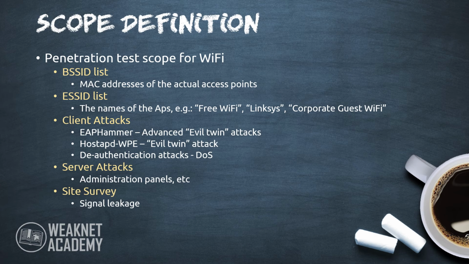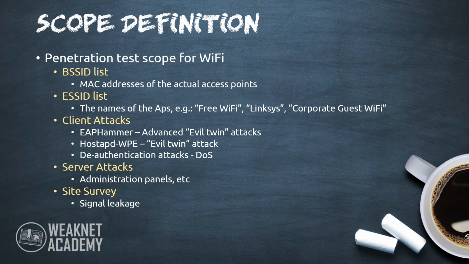One thing we could do is ask for a BSSID list. A BSSID is the MAC address of the actual access point. And if we have the MAC address, we know a MAC address is a very specific hardware address for a very specific radio, which technically shouldn't be cloned, so that if we're attacking a specific MAC address, we know that we're attacking the specific piece of hardware owned by the client.